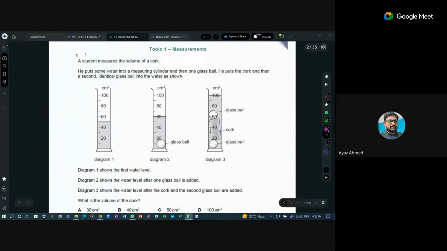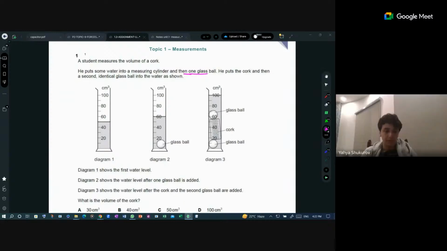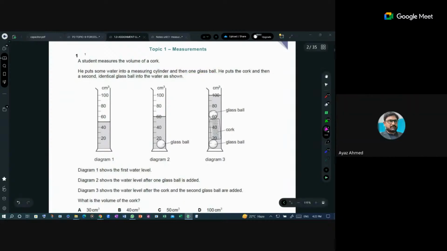Okay, this is the topic we have discussed. This question is related to that area. The question is: a student measures the volume of a cork. He puts some water into the measuring cylinder, and then one glass ball, then the cork, and then a second identical glass ball into the water as shown.